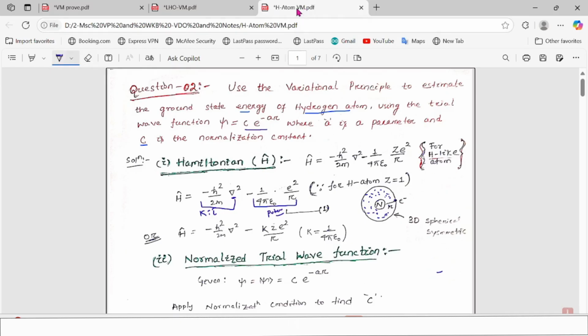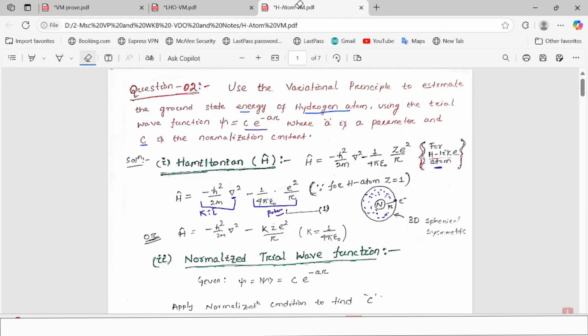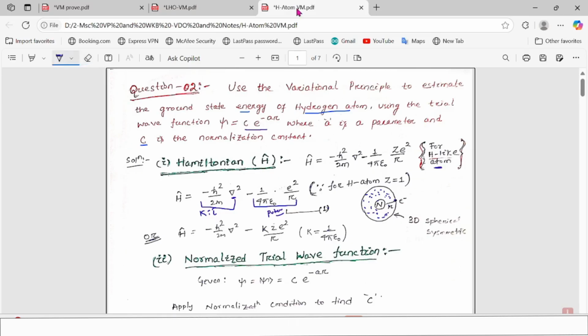Here I have written the Hamiltonian for a hydrogen like atom. Why? Because in general, suppose in your question it is asked to find the ground state energy of a hydrogen like atom, then you have to follow this Hamiltonian. And at that time, when it asks for a hydrogen like atom, psi will be written as e to the minus ZAR. Okay, minus ZAR.